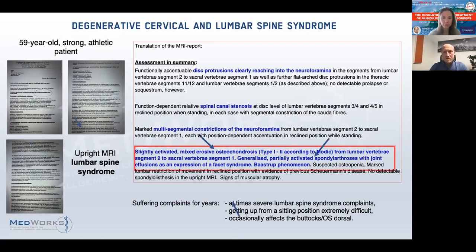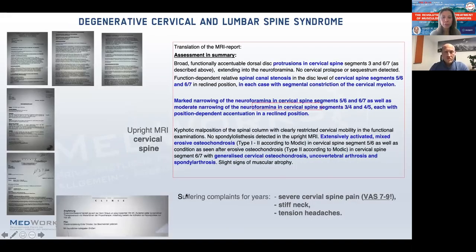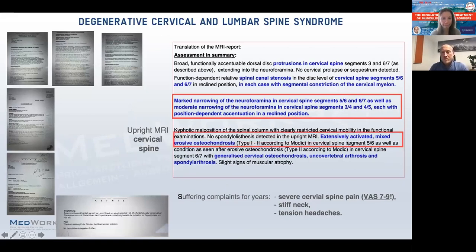Show you the second part. This is for the cervical spine. Here you see the same narrowing of the neuroforaminal spinal canal stenosis, extensively activated erosive osteochondrosis. So this is really, really painful. As you can see it here, the visual analog scale was between 7 and 9 when he was not doing anything. When he tried to do sports, it was not possible.